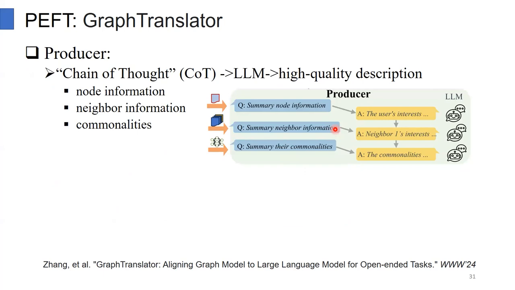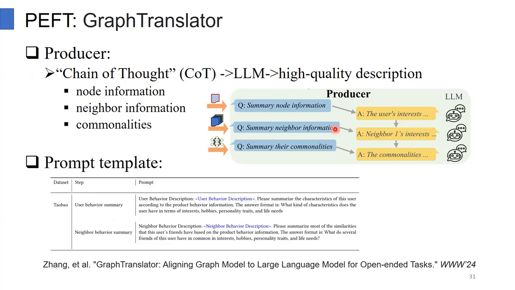So the producer uses a chain of thought idea. The chain of thought is basically to allow the large language model to generate high quality descriptions. So instead of just asking one question, you can ask the large language model to think step by step, to allow the large language model to give more reasonable output. And then we'll have to design some prompt template for the large language model to take in as input.